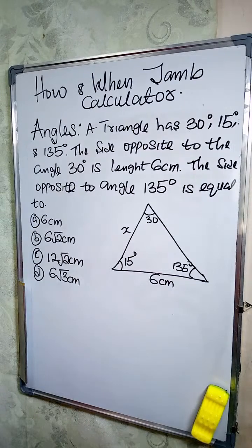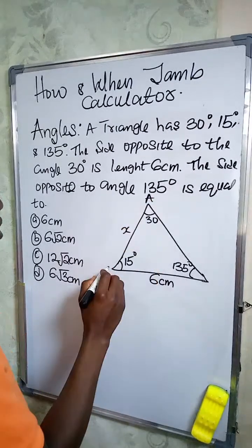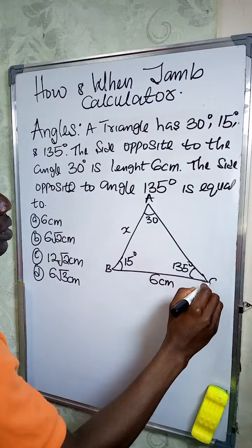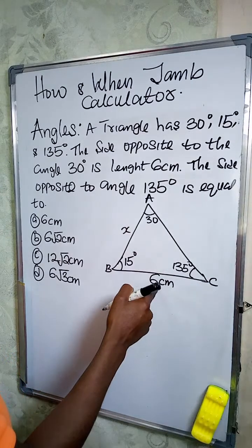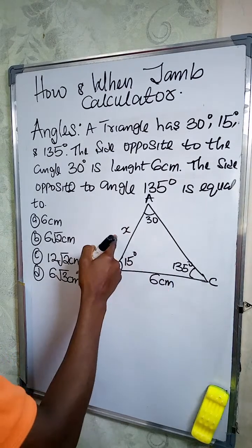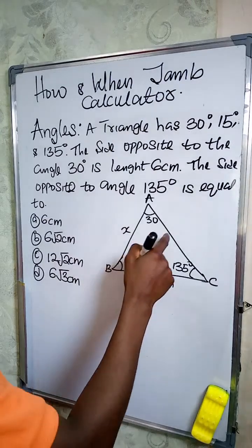So wetin dem give you, if this angle na A, this angle na B, this angle na C, so that means we dey find the side of A, we know the side of C, but we no know the side of B.